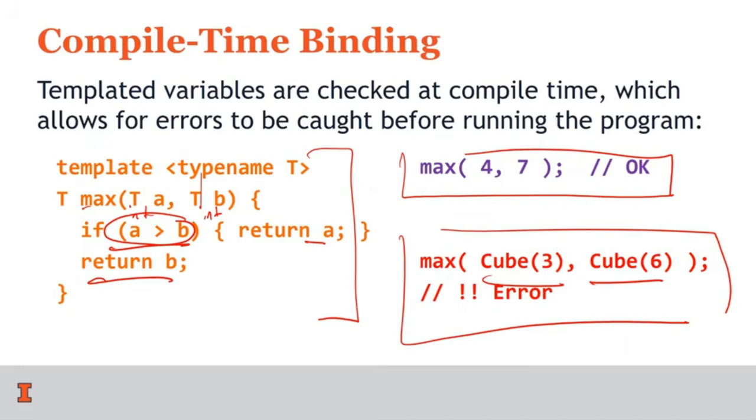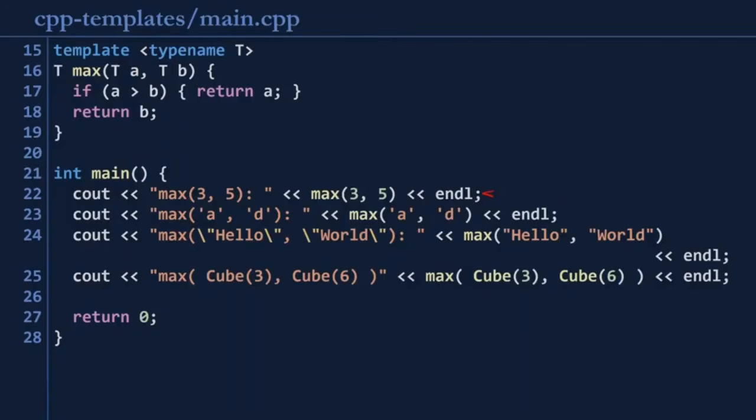Let's actually see this as an example. Looking at the main program for the CPP templates video, we have our max function that you saw earlier at the very top of our program. Inside main, we're going to call the max function several different times. On line 22, we compare max of 3 and 5. We expect this to output the number 5.